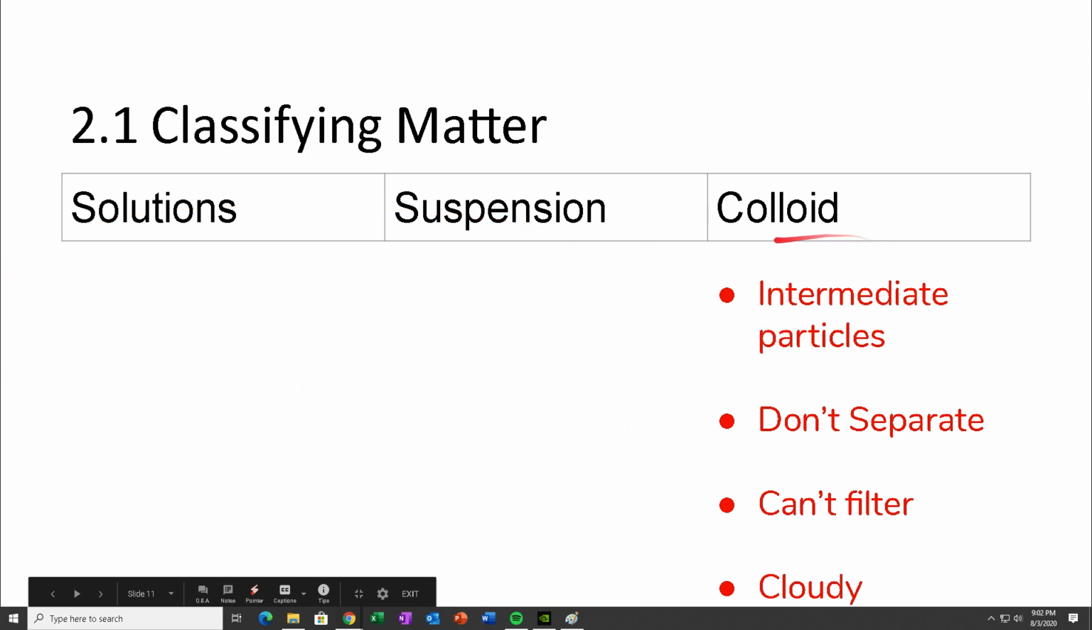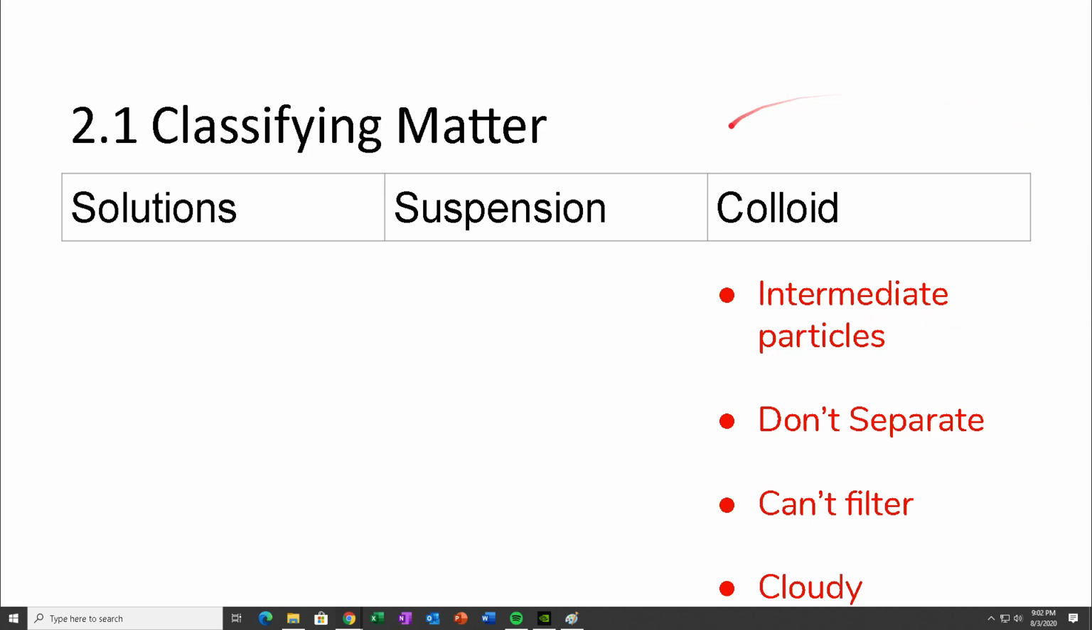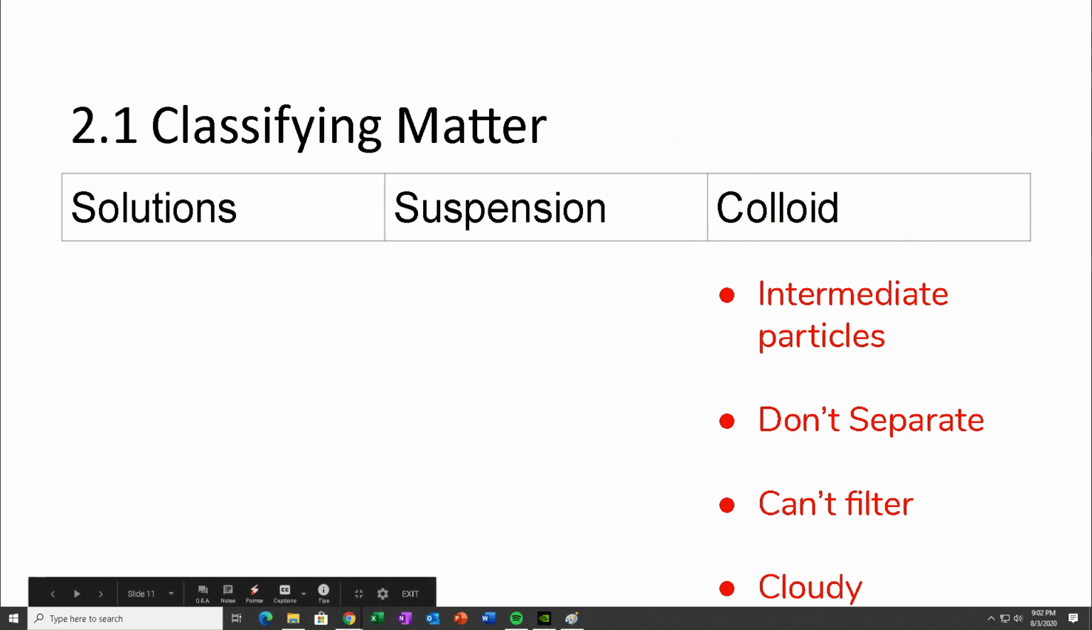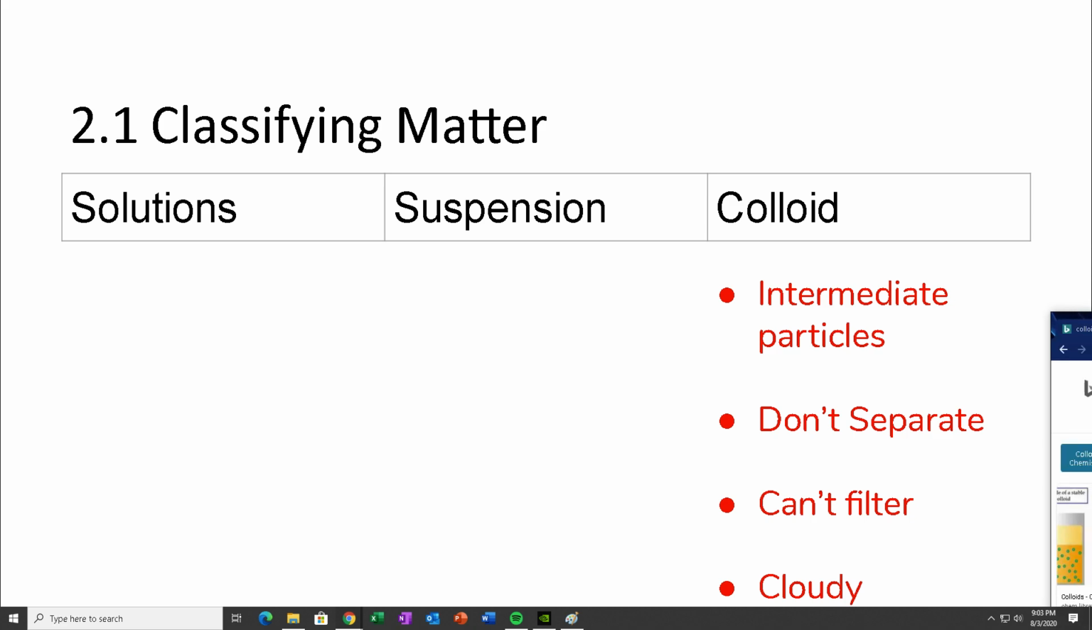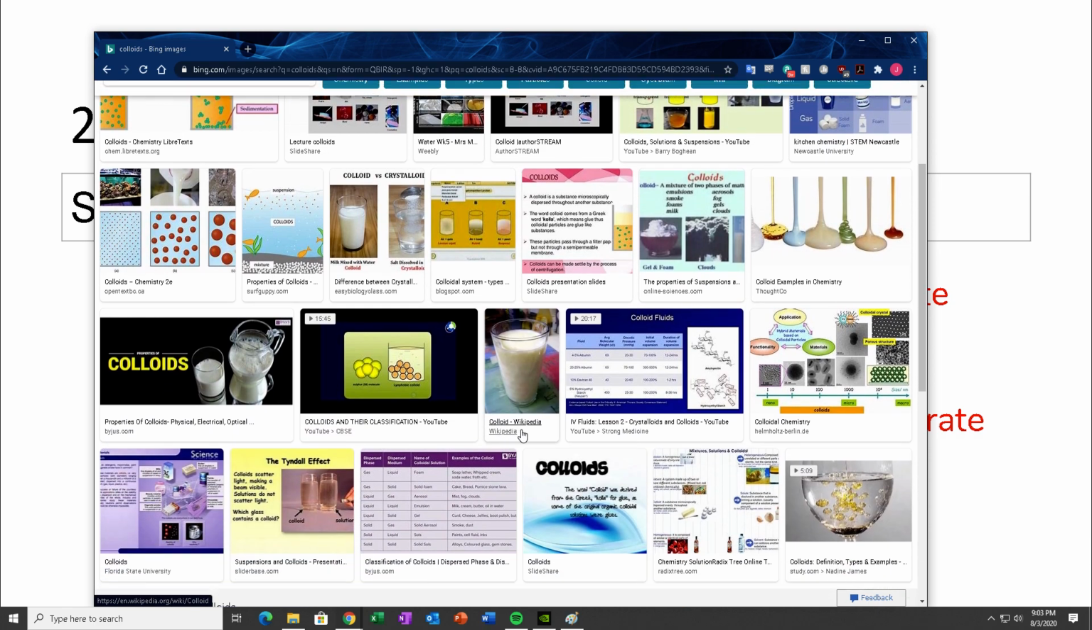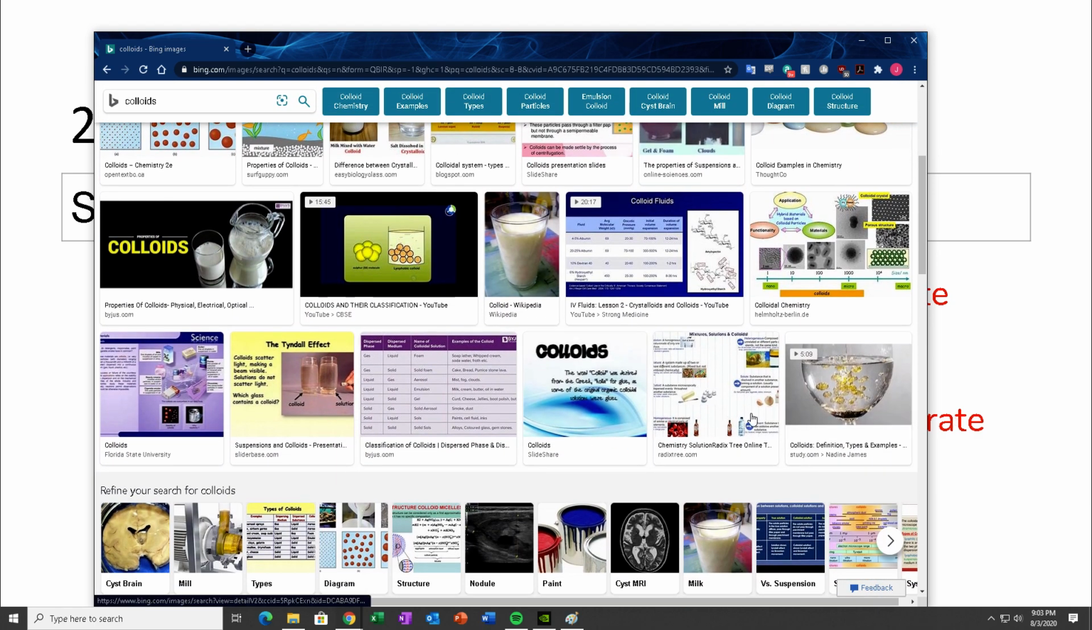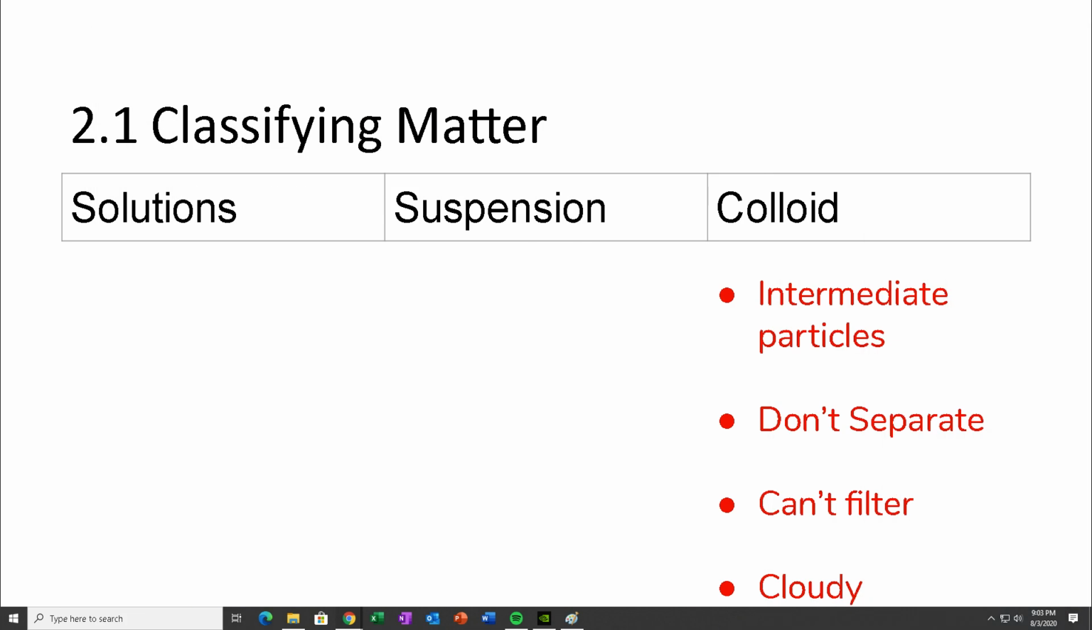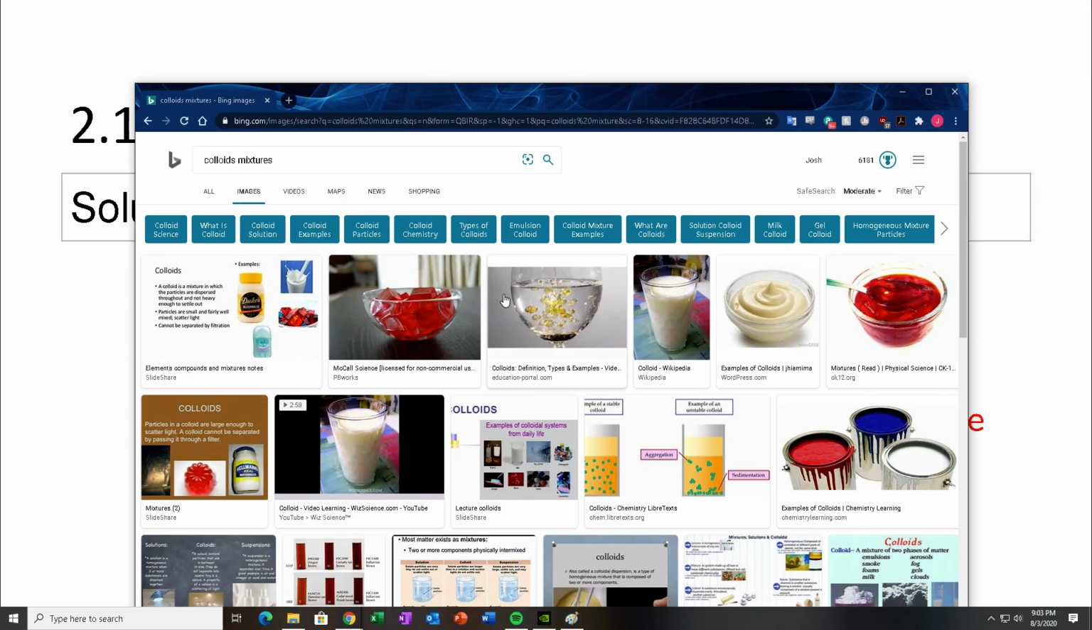I'm not sure why this showed up, but I guess we can talk about colloids real quick. Colloids are things that have intermediate particles. They do not separate, they can't be filtered, and they're cloudy. You do need this in your notes. Examples of that could be milk, or anything that doesn't separate. So for instance, a colloid mixture. Gelatin, again, would be a very good example.